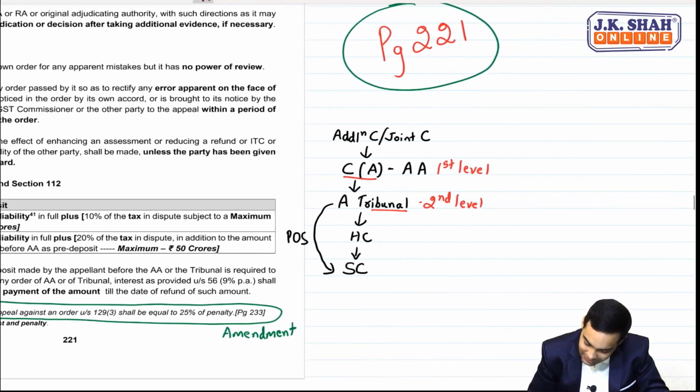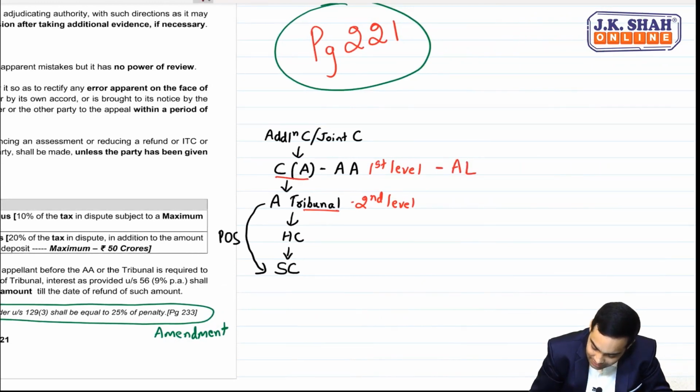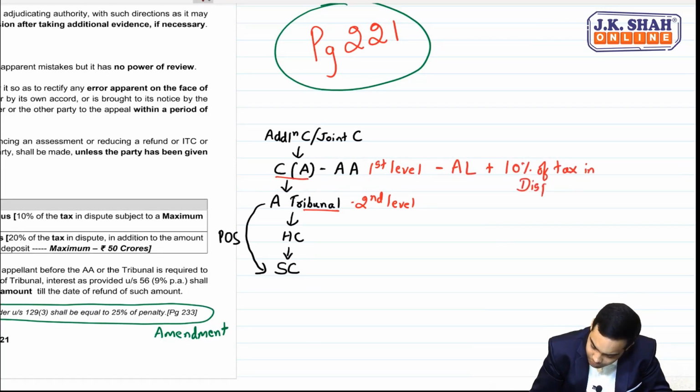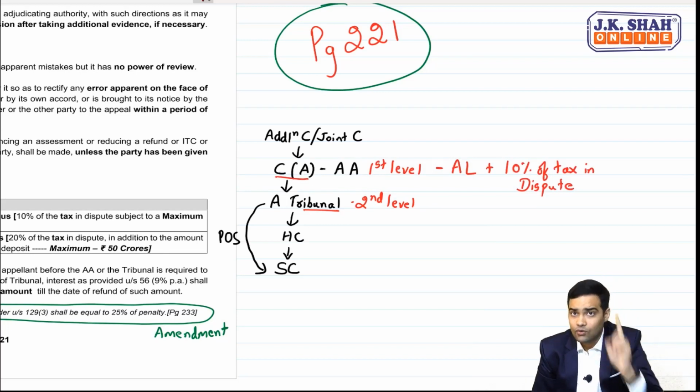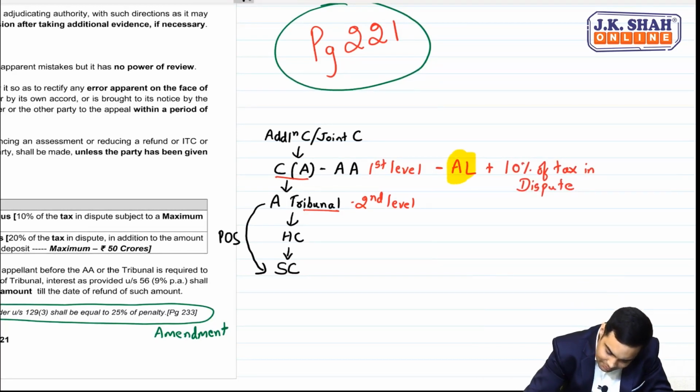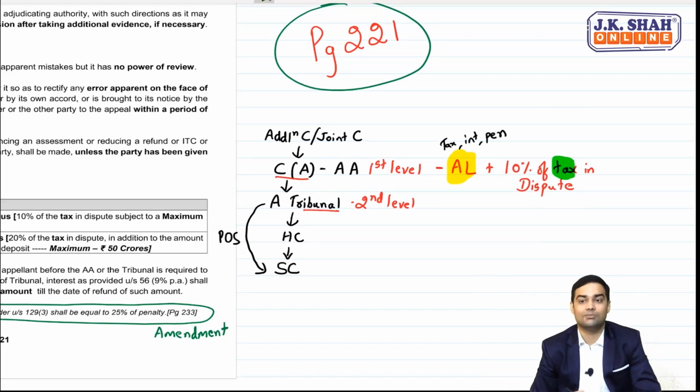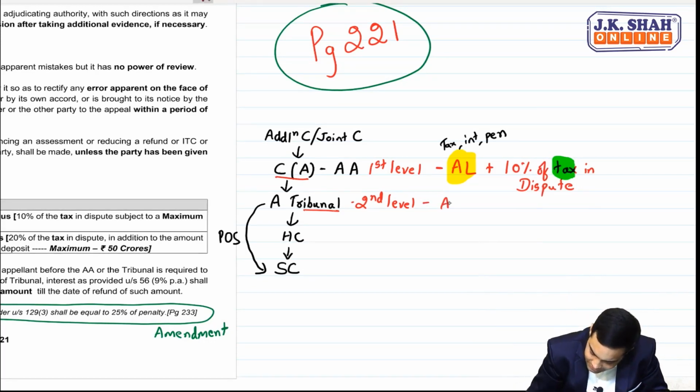How much, sir? Pre-deposit at first level is admitted liability plus 10% of tax in dispute. Whatever you admit, that you have to pay plus 10% of the tax. Careful with the words admitted liability. Admitted liability will include tax, interest, penalty. But if you see here, it says 10% of tax in dispute. That means not interest and penalty. Second level. Second level, admitted liability plus additional 20% of tax in dispute.